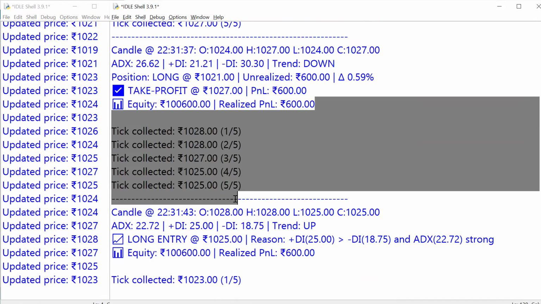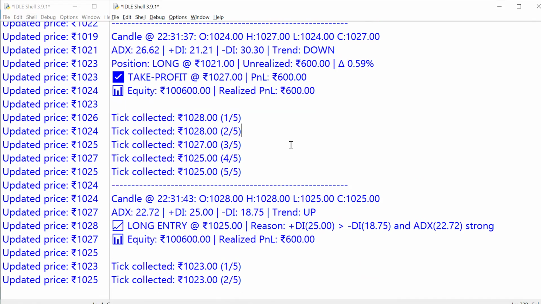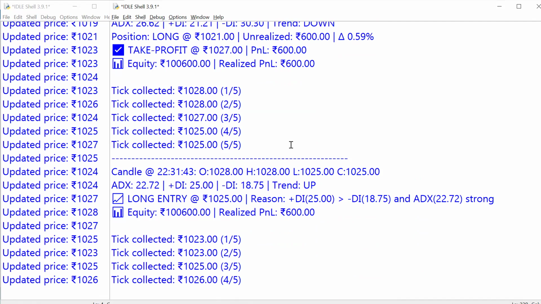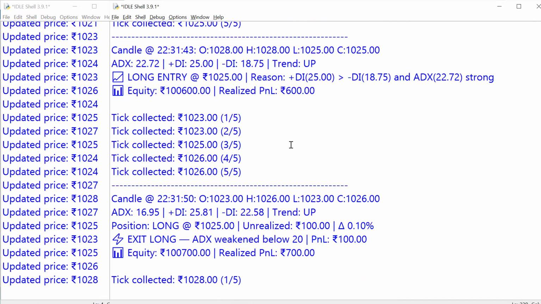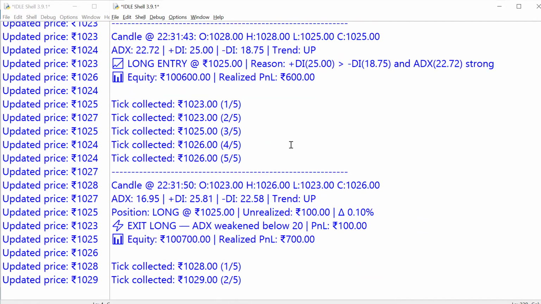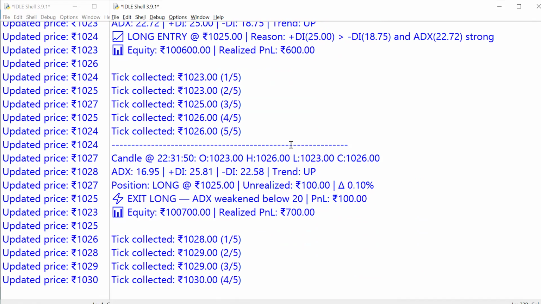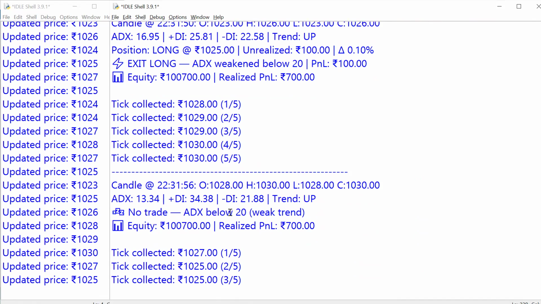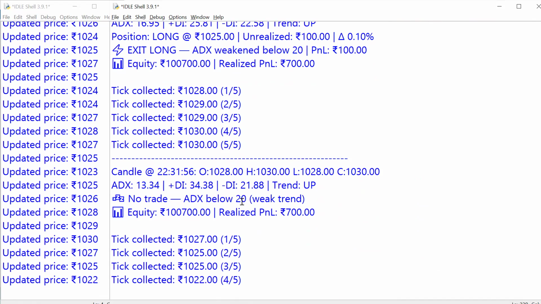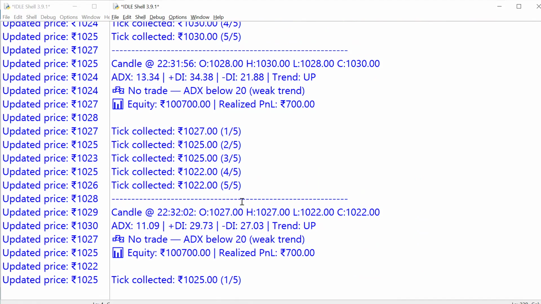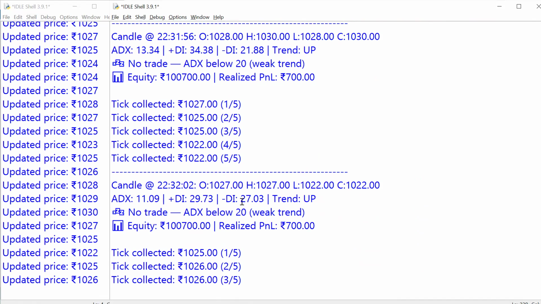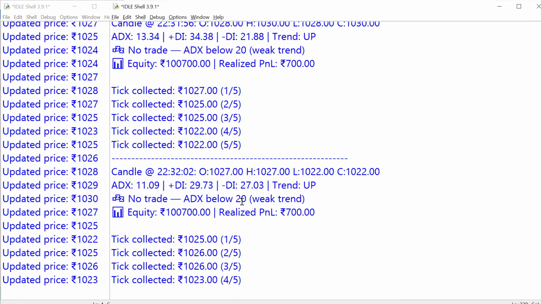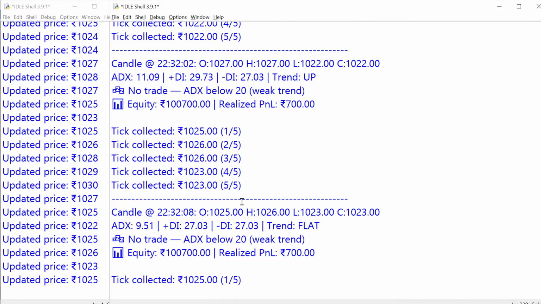Now the current realized profit is 600 rupees. We have used a capital of 1 lakh rupees. Again, we have taken a long entry at 1025. Again the ADX is low, so we have exited the position. The trend is up, but ADX is low, so the algo is not going to trade. The realized profit is 700 currently.